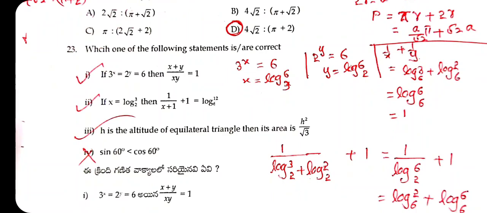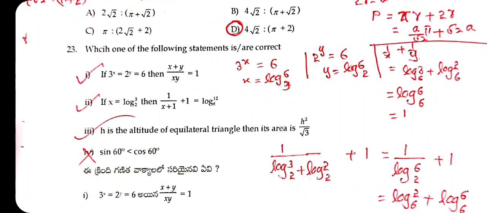See here, 3 power x is equal to 6 means x is equal to log 6 base 3. 2 power y is equal to 6 means y is equal to log 6 base 2. We want 1 by x plus 1 by y. They have asked it like that only. x plus y by xy means what? x by xy plus y by xy. x cancel means 1 by y, y cancel means 1 by x. So they are asking 1 by x plus 1 by y.